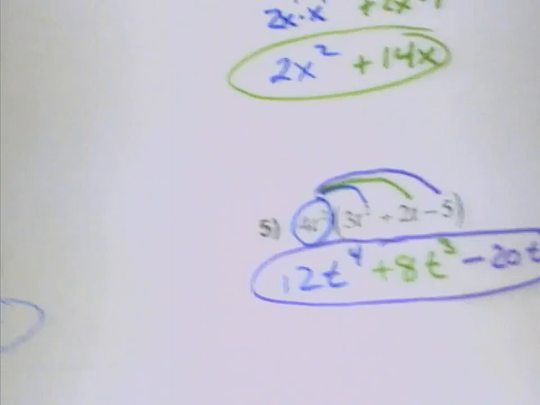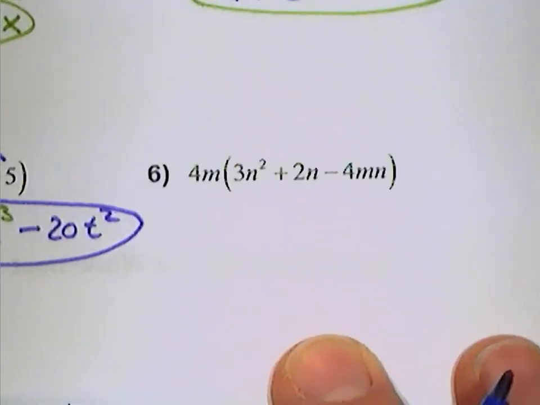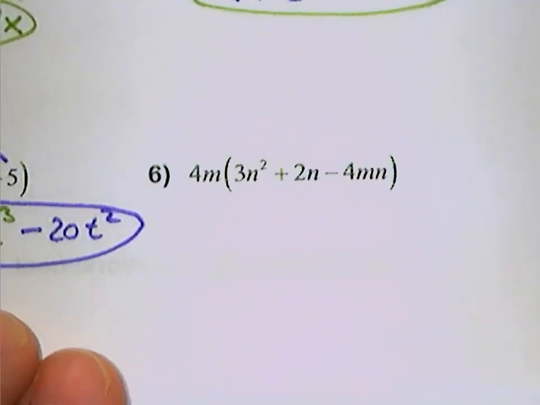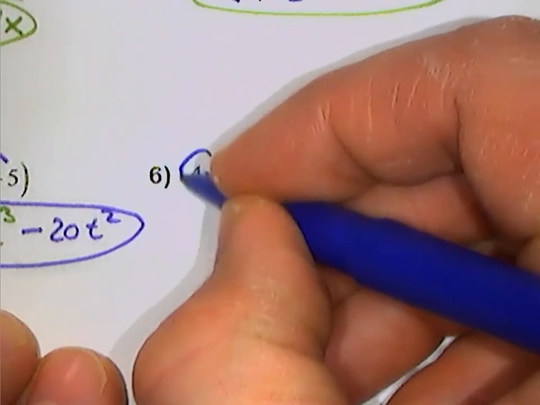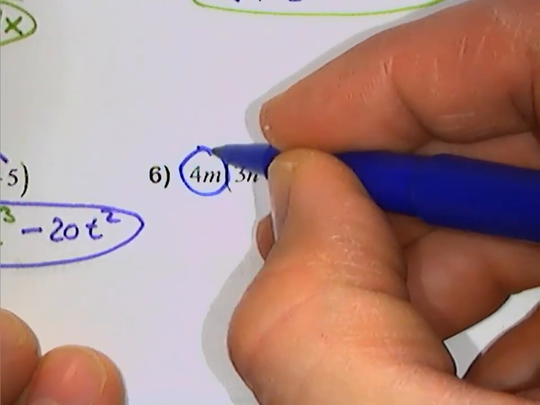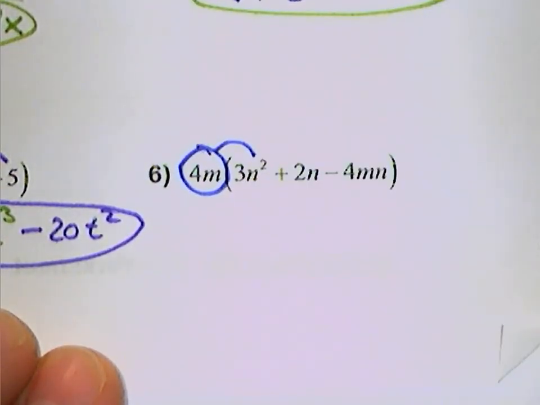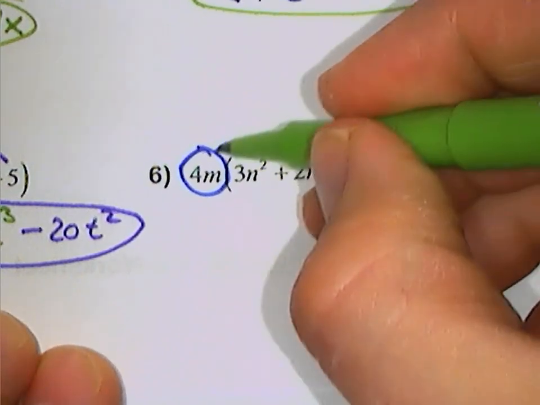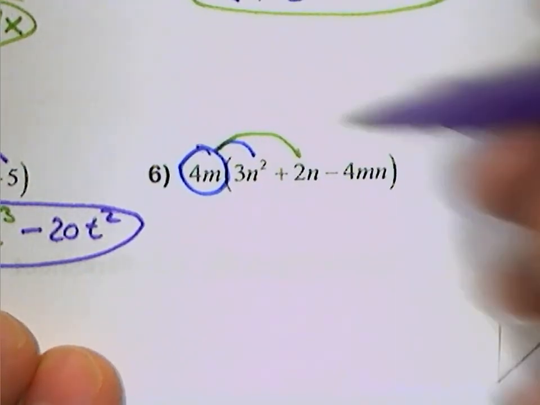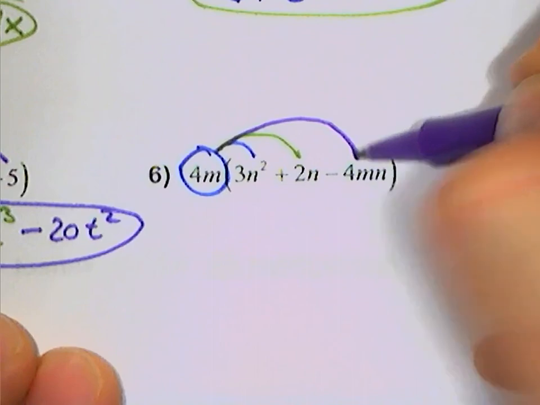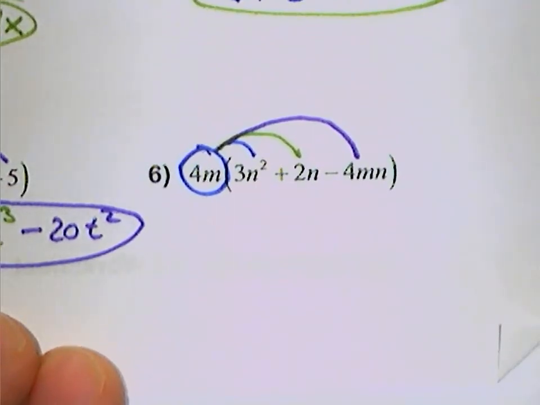All right, I do want to finish up number 6 here, going across. So here we go. We're going to take 4m. We're going to times this by every single one. Using different colors for each one so you can see them. So I got blue, green, and purple. So let's go ahead and do this blue one first.